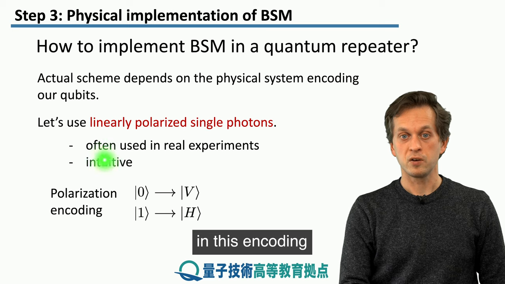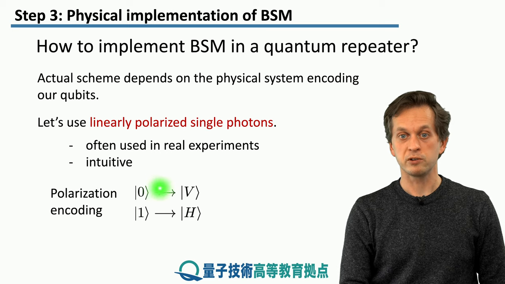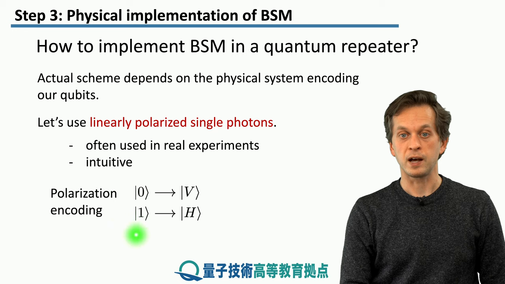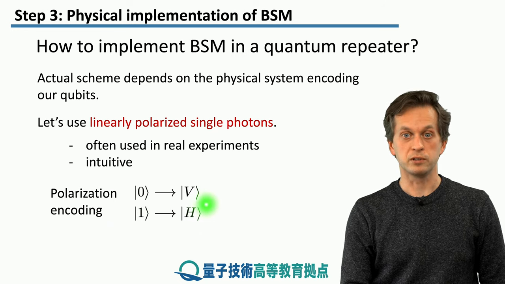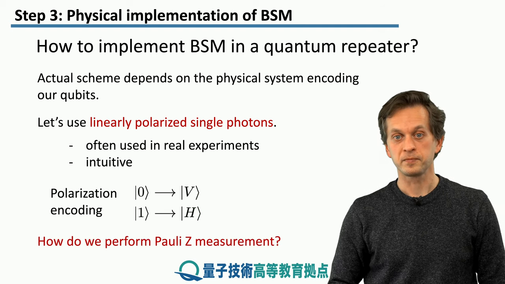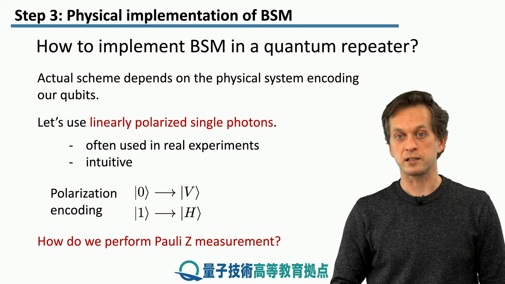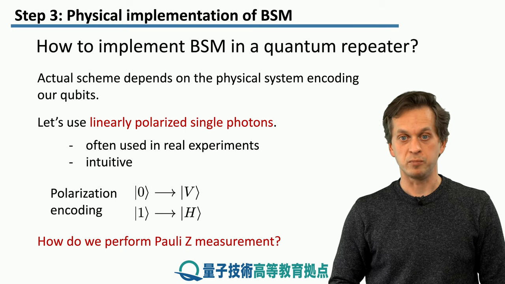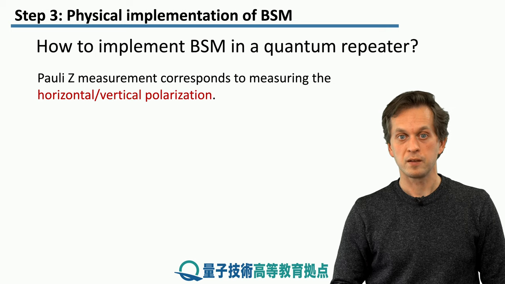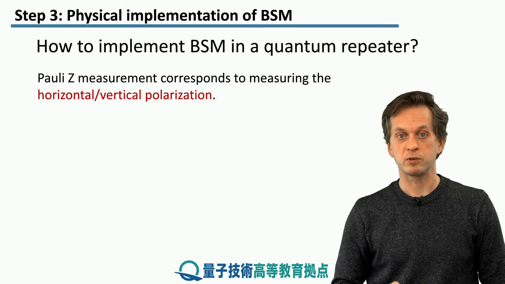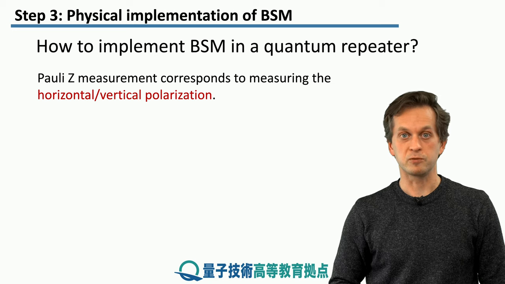And in this encoding, we encode our qubit in a state zero as a single photon that's polarized in the vertical direction, and our other computational basis state one as a single photon polarized in the horizontal direction. So the first question that we should ask is, how do we implement a Pauli Z measurement with this encoding? Well, we have to measure and distinguish the two different polarizations. We have to distinguish horizontal and vertical.